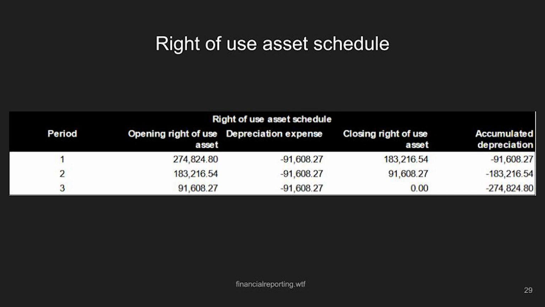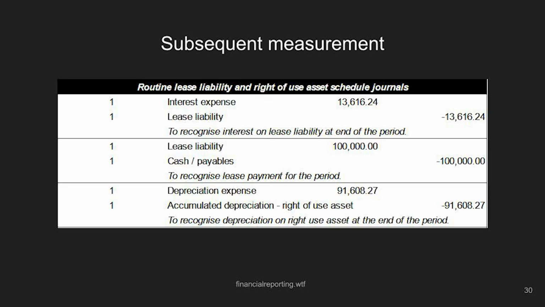Each period, we can debit depreciation expense and credit accumulated depreciation right-of-use asset. Journals can be posted based on the schedules prepared. As an example, the first period is shown. Each period, interest expense will be debited to expenditure with the lease liability credited. The lease liability will be debited to the extent of the lease payment for the period, with a credit to cash, payables, or expenditure, depending on the circumstances of the entity's accounting process. Depreciation will be debited to expenditure with accumulated depreciation on the right-of-use asset credited.